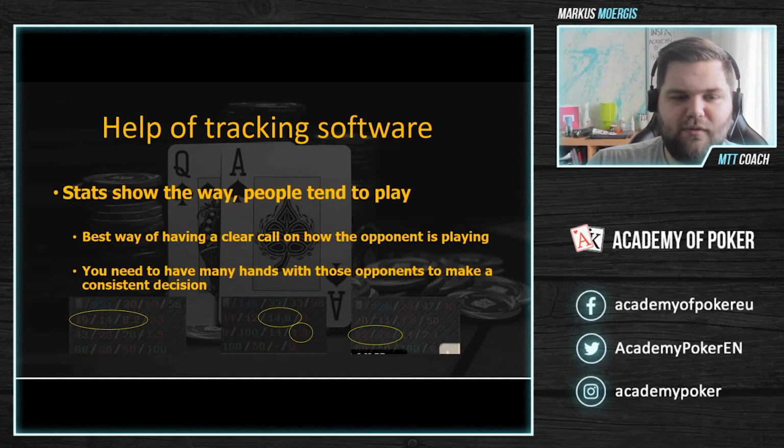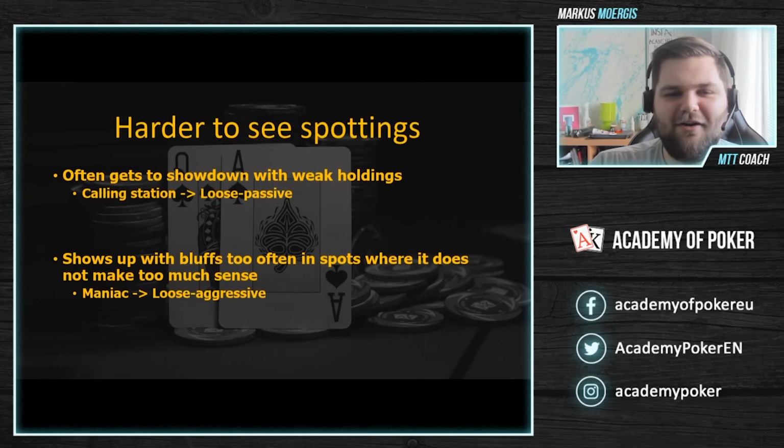A bit harder to see ones. Go back here. We have calling stations, which are also loose passive, where you see that they often get to showdown with pretty weak holdings. So as said, you have the 7-4 suited, for example. In early position, he limped 7-4 suited, and then he called 3 times on king, queen, 7, jack, 8, or something like that. And he somehow gets to showdown, maybe picked up a flush draw on the turn with a 7 to go.